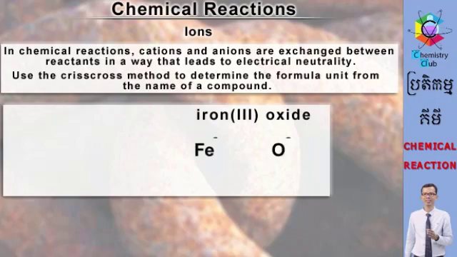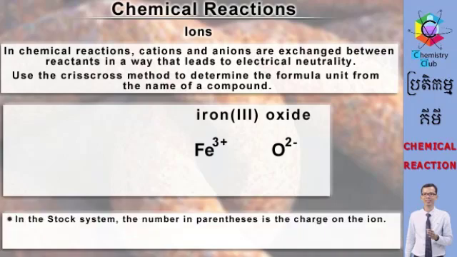First, look at the charges on the cation and anion. When compounds are named using the Stock system, as they will be throughout the program, the number in parentheses is equal to the charge on the ion. Since the cation is always named first in the formula unit, you know that iron has formed an ion with a +3 charge.